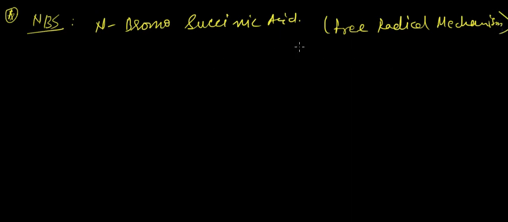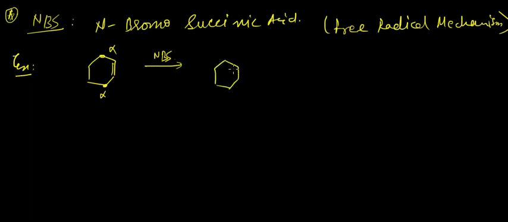We will see how this works fully in depth in our class 12th, but for now you can just remember that NBS is supposed to act on the alpha hydrogen of the substrate. So let's say I have this compound, so this alpha hydrogen is this or either this. When it reacts with reagent NBS, it will substitute itself in the place of the alpha hydrogen.